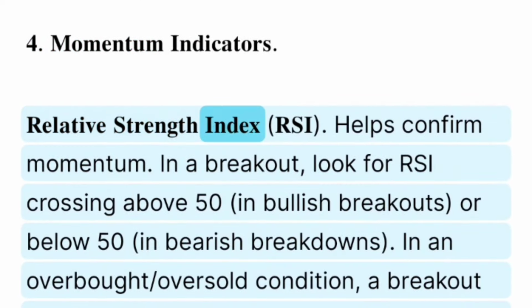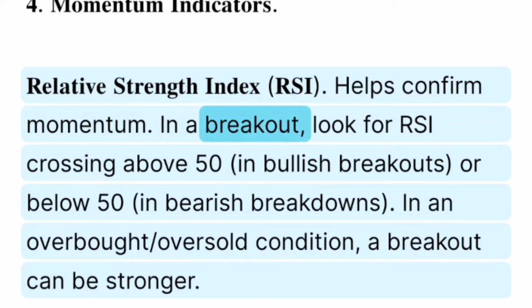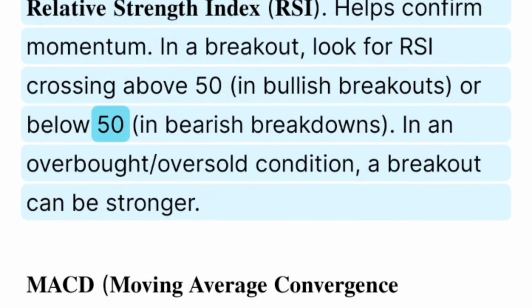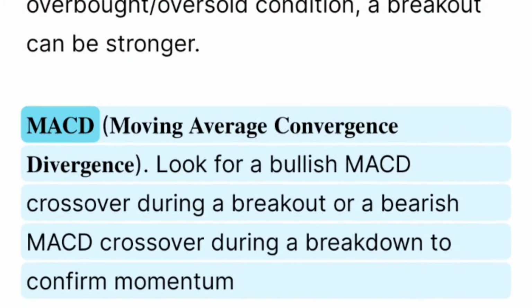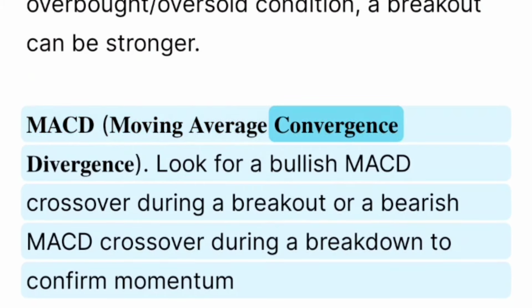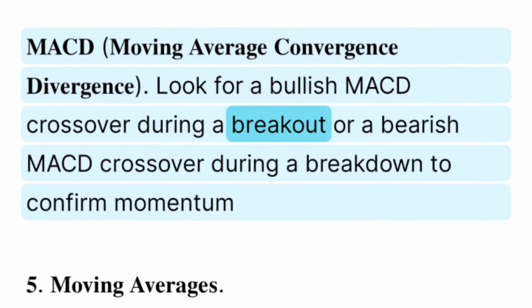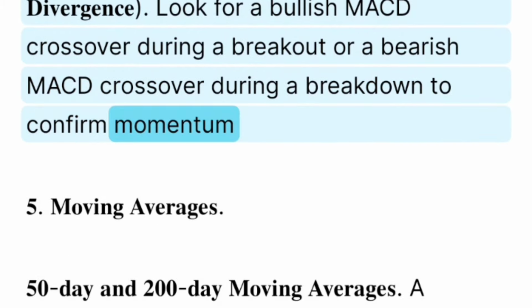4. Momentum indicators. Relative Strength Index, RSI, helps confirm momentum. In a breakout, look for RSI crossing above 50 in bullish breakouts or below 50 in bearish breakdowns. In an overbought or oversold condition, a breakout can be stronger. MACD, moving average convergence divergence. Look for a bullish MACD crossover during a breakout or a bearish MACD crossover during a breakdown to confirm momentum.